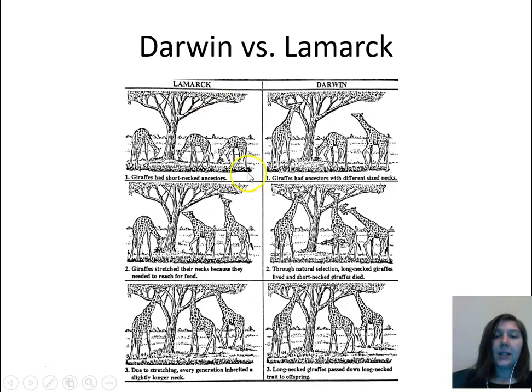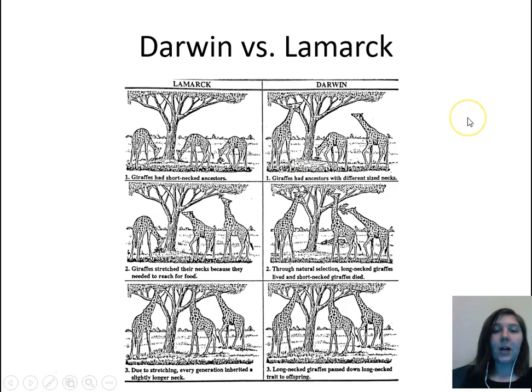And lastly, this is a very common image that's used to compare Darwin and Lamarck. So for Lamarck, how he would think that giraffes got their long necks is that their ancestors had short necks, but while they were always stretching or reaching, their necks were going to get longer, and they would be able to pass that trait on to their offspring, which eventually results in giraffes having really long necks.